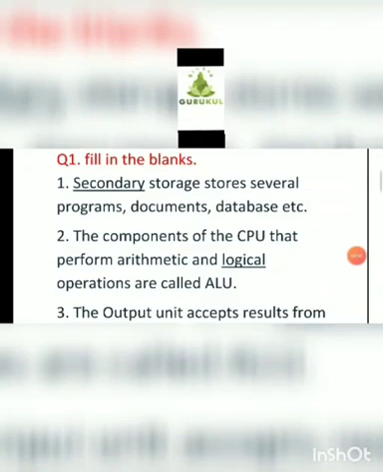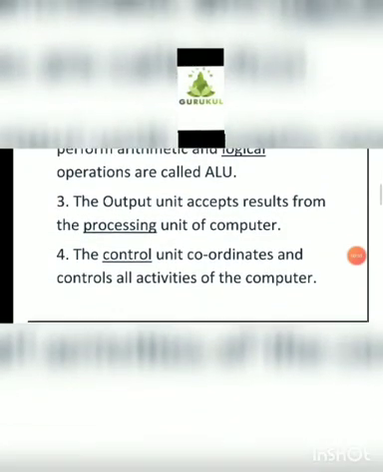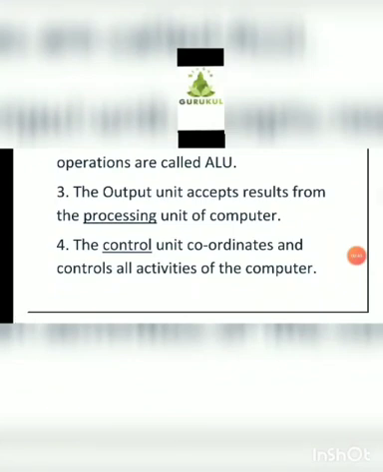Then third one, the output unit accepts result from the dash unit of computer. The output unit accepts the result from the processing unit. Whatever the data that we are giving to the computer system, the processing unit processes it and gives it back to the output unit to display the result. So the answer will be processing unit.